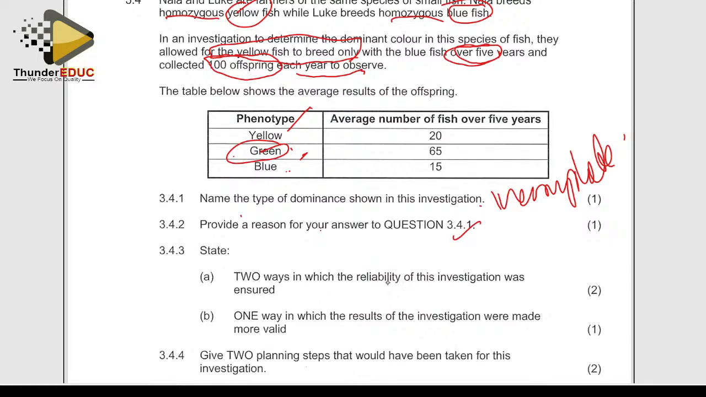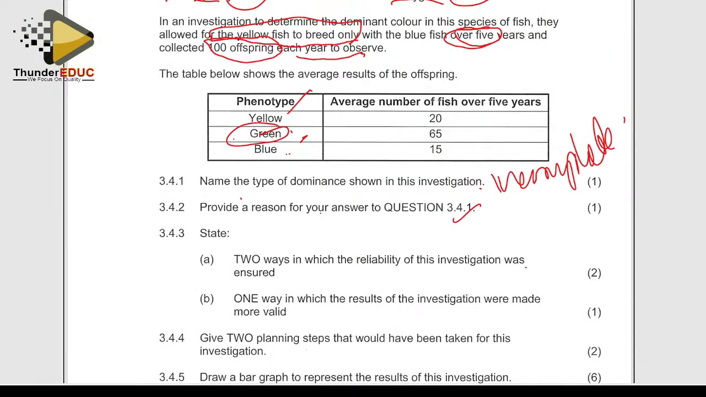Name two ways in which the reliability of this investigation was ensured. Hey guys, here we mark the English. As I told you, here we mark the English. You need to know which English you use. Reliability is improved by repeating the experiment many times. So how did they do the reliability here? They repeated the experiment over 5 years. So that is the key point. That's number one.